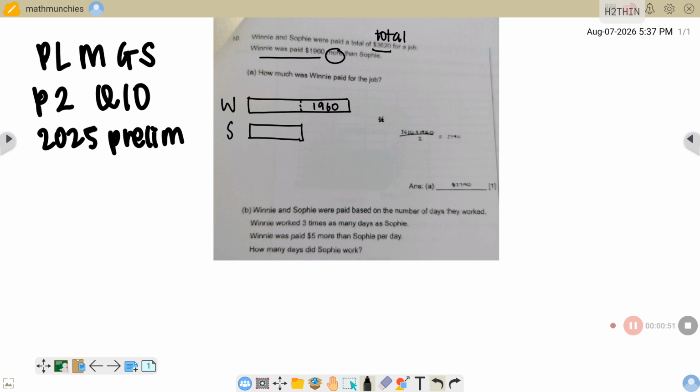Sophie is shorter by 1,960, and the total is 3620. So here will be 1 unit, 1 unit, so I can find 2 units. 2 units will be 3620 minus 1960, which is 1660. And 1 unit is 1660 divided by 2, which is 830. This one everybody all knows.